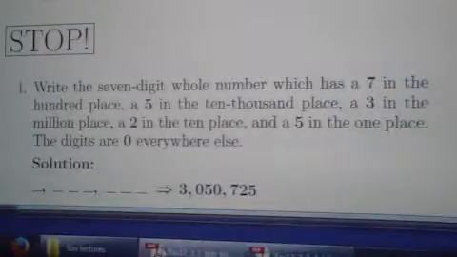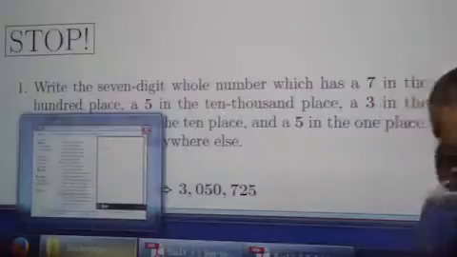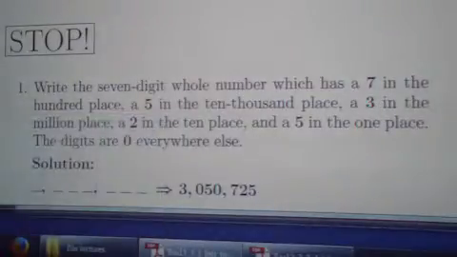We are now in the second set of exercises. The answers.